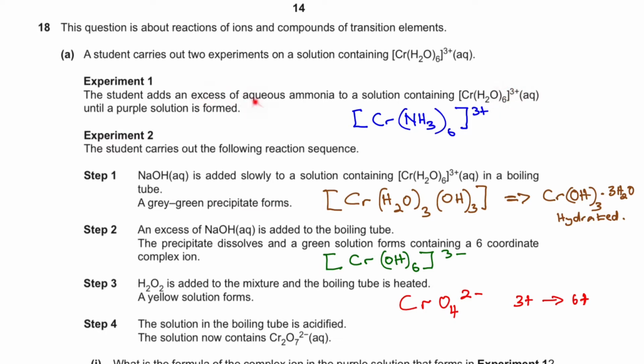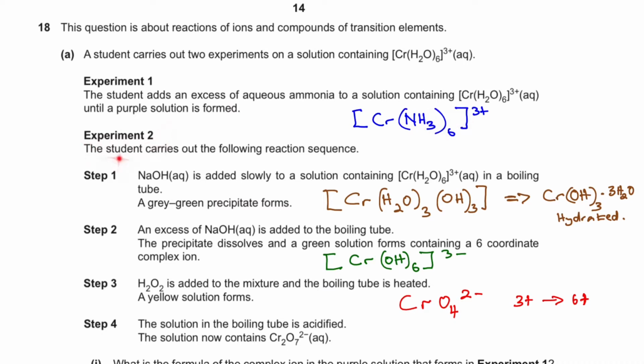So what happened is you're adding excess ammonia, which means the ammonia would displace water and replace it with ammonia. So NH3, 6. The ammonia would displace water and replace it with ammonia. So that's what we'll expect here. And that's why it turns purple, until a purple solution is formed. So this is a purple solution.